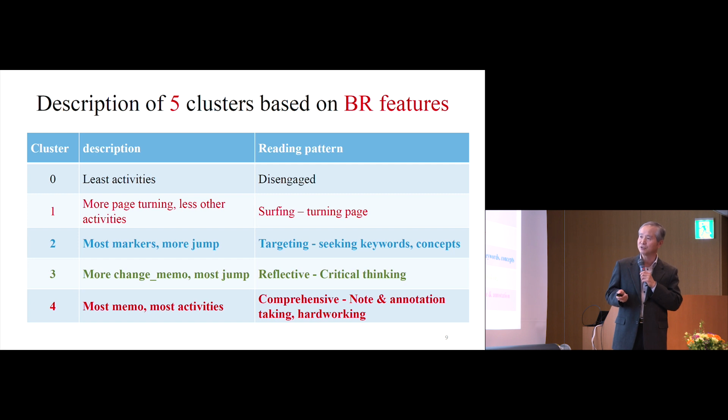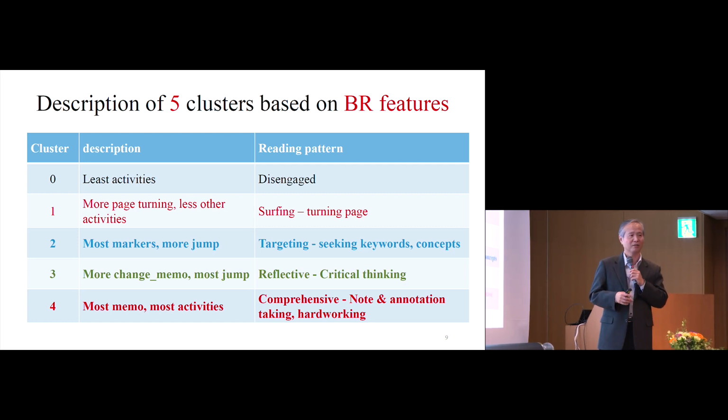For cluster 2, they do most activity on the markers and the jumps. So they are kind of targeting. They know what they need, and they're seeking the keywords and the concepts. For cluster 3, there's more action on change memo and most jump. So it's a kind of reflective. Students would like to think twice and do critical thinking. For cluster 4, they have the most memo and the most activities. We define it as comprehensive. So they take lots of notes and are hardworking students.